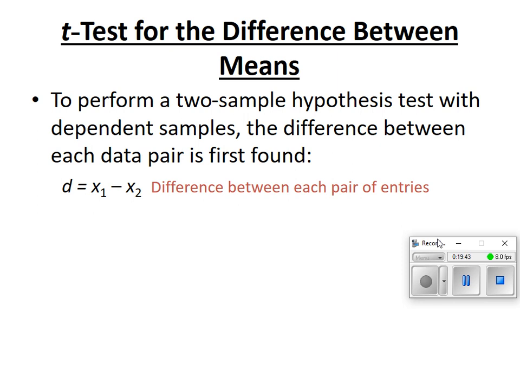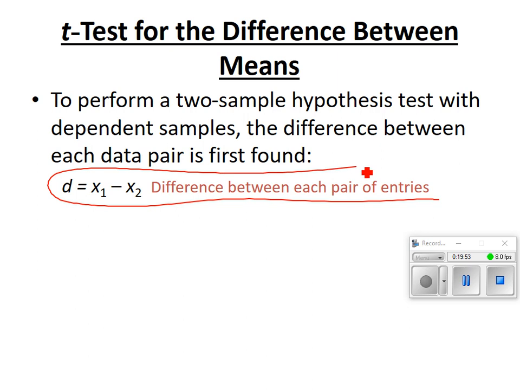Let's see on this form. Two sample data and dependent samples, difference between them. I would write this down. You've got to be able to find the differences. Most of the stuff that we do, it's not real hard to find the differences. You're just subtracting this one minus this one. Not difficult to do.